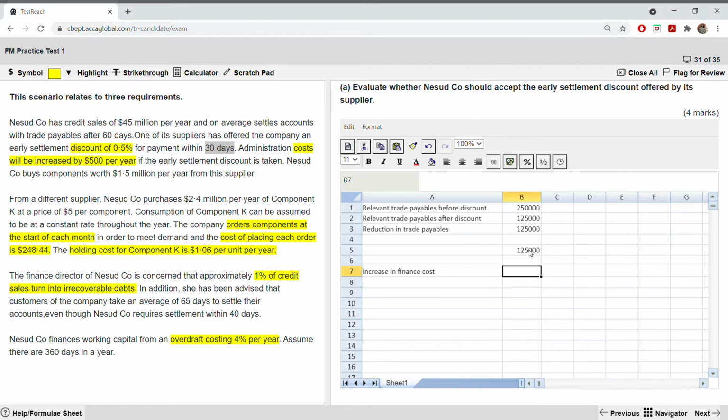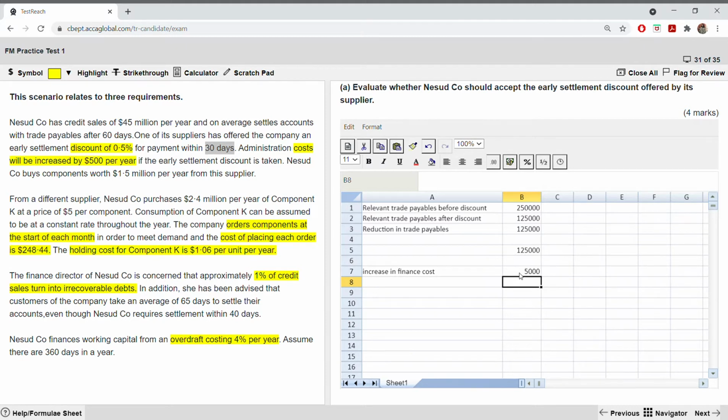So in order to reduce trade payables, you are incurring an overdraft cost. Your overdraft is increasing, so we are having an increase in finance cost. That will be equal to this into 4%. You can write 4% as it is, or 0.04, it is the same thing, 5,000. This is an increase in finance cost.